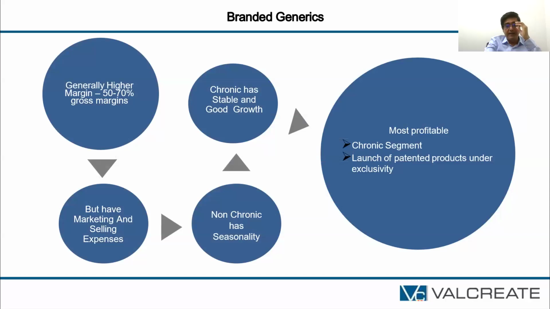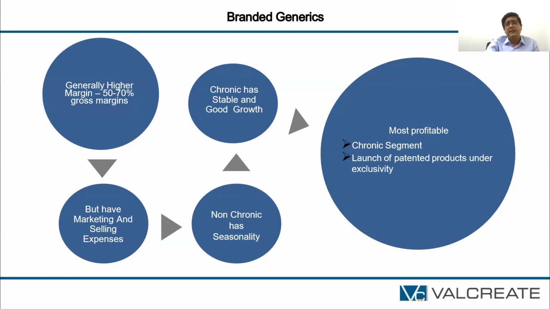Now we move on to branded generics. Branded generics, again, are the generics which sell in emerging markets. Most of these are branded. So in India, as I said, most of the market is branded generic. These are typically at a very high margin of 50 to 70%.